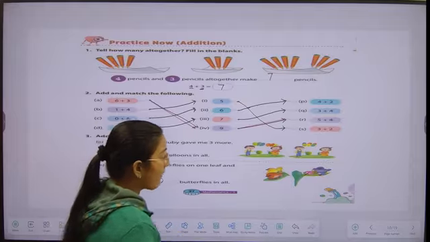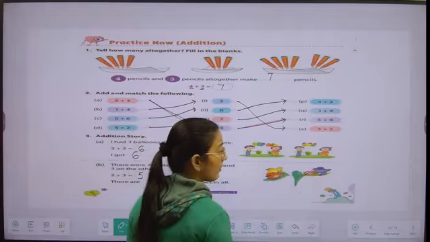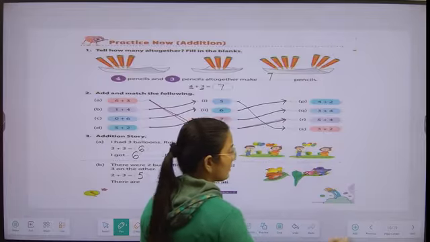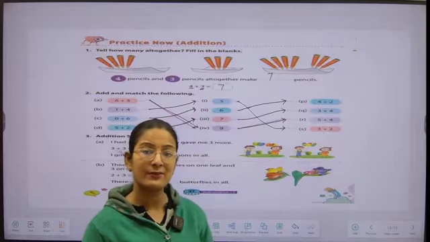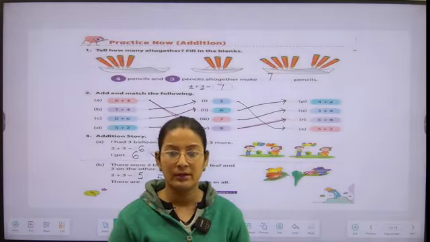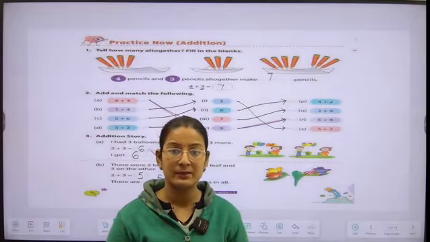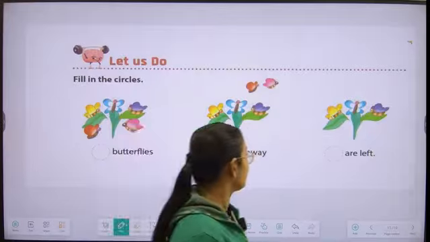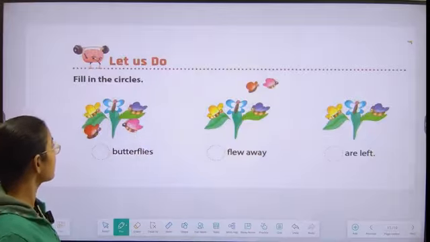Or we can do it by counting the butterflies from here also. 1, 2, 3, 4, 5. How many butterflies are we having, students? 5 butterflies in all. Everyone is understanding? Very good. Let's do the next exercise.